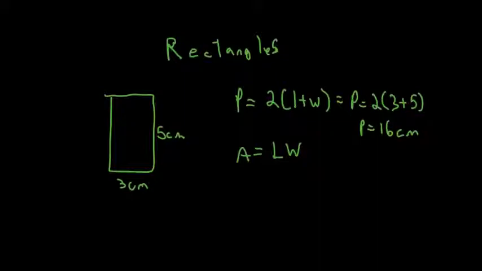Then my area would be length times width. So area equals 3 times 5. And 3 times 5 is 15. So my area equals 15 centimeters squared. You'll also notice that when you do area, it's always centimeters squared, or whatever your units are squared. When you do perimeter, it's just going to be whatever your units are.